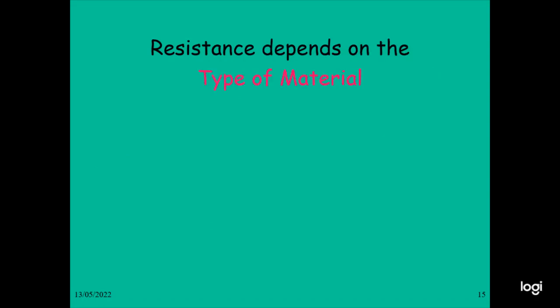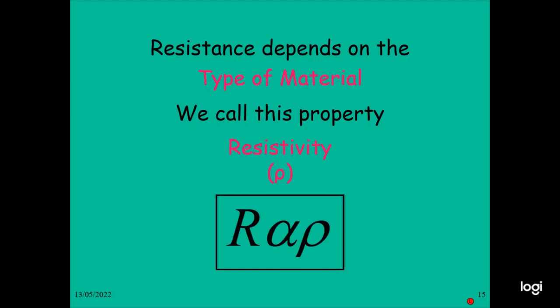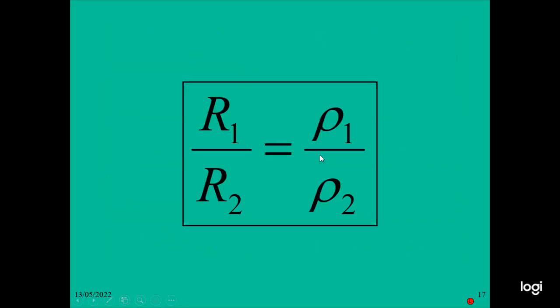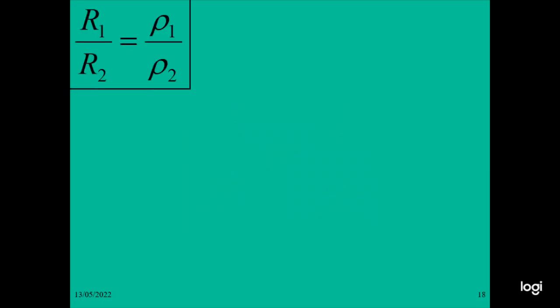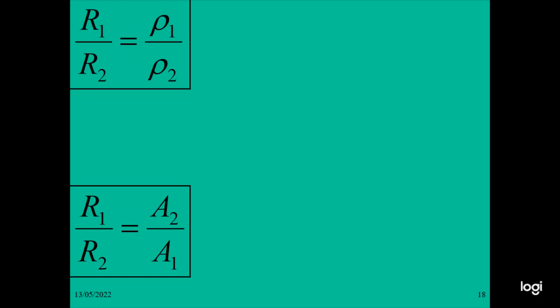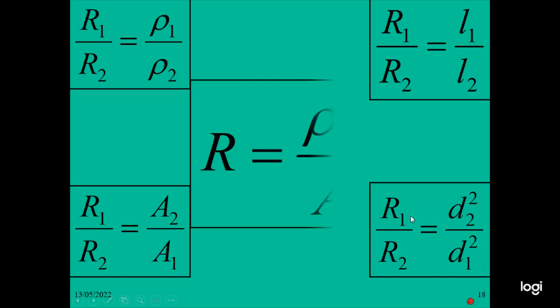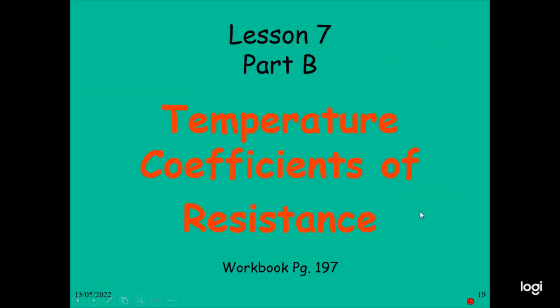So resistance depends on the type of the material. We call this property resistivity, and R is directly proportional to rho. Here the materials are copper, silver, aluminum, nickel. They have different resistivity. So when you compare two resistances, we have to compare the resistivity. By comparing the resistivity, you can compare the resistance. So R1 over R2 is rho 1 over rho 2, R1 over R2 is A2 over A1, and R1 over R2 is D2 squared over D1 squared. So R equals rho L by A. So you don't need to substitute.